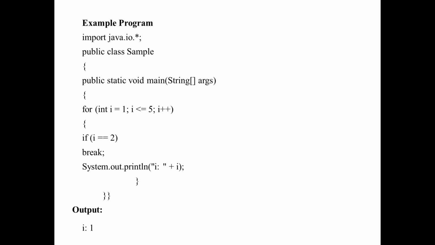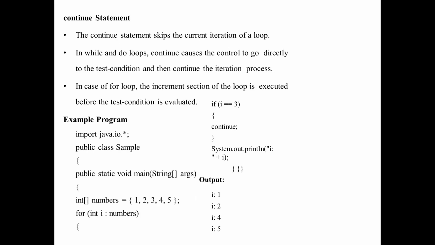So example: public class, public static void main, i equal to 1, i less than or equal to 5, i plus plus. So 1 will be printed. If it reaches 2, it will jump or break. After that the loop does not execute. This is for break. It is going to stop the program. Continue only leaves that statement and the remaining will continue. Break will stop, continue only that part will be skipped.